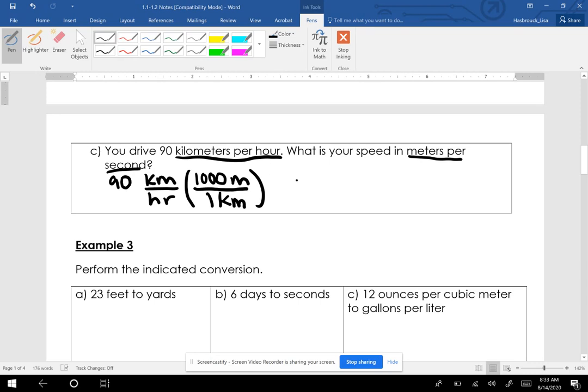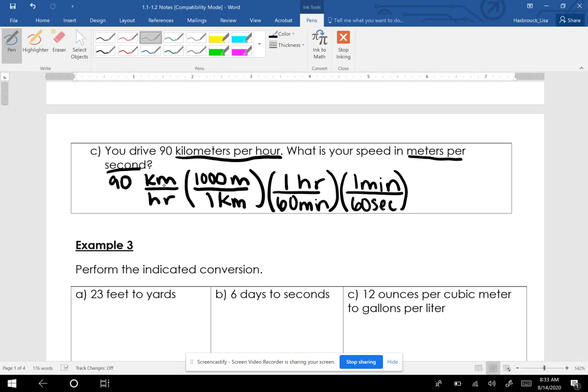Next, we need to change hours to seconds. So first, let's change hours to minutes, because that's easier. So if hours is on the bottom, initially, we need to put it on top to get rid of it. 1 hour, and that's 60 minutes. Then we can do one more conversion to change minutes to seconds. So again, minutes is on the bottom here. I'm going to put it on the top to get rid of it. 1 minute is 60 seconds.